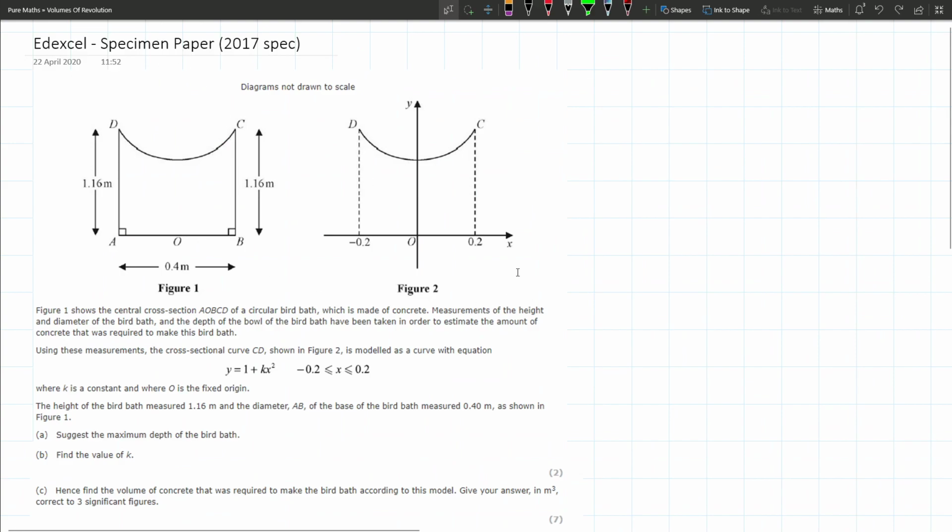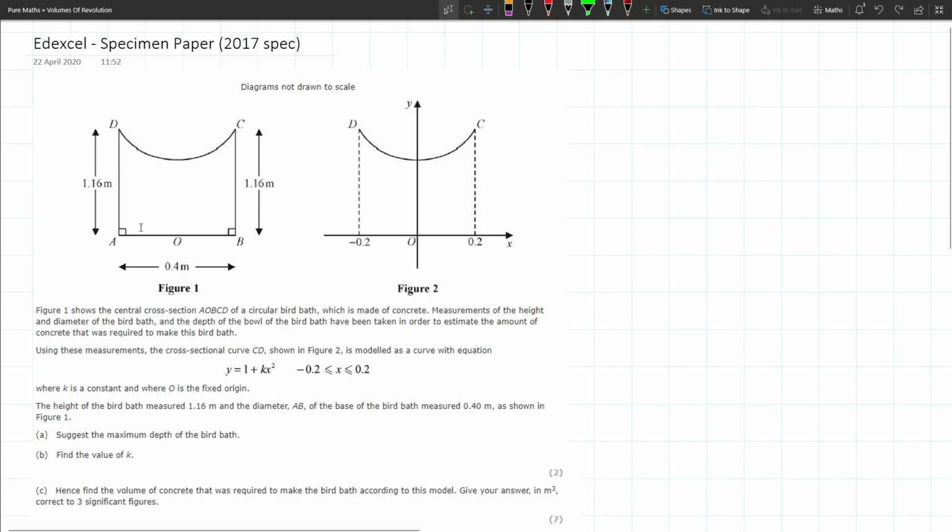So, final question I'm going to look at is a bit of a modelling question. It's the only question like this I could really find where it's inverted commas, modelling, real life maths, all that good stuff. So, this is from the 2017 specification specimen papers for AS Further Maths. So, there's a cross-sectional diagram of a bird bath, which is circular, so you can see it kind of makes a kind of part of a sphere sort of shape there, which is made of concrete.